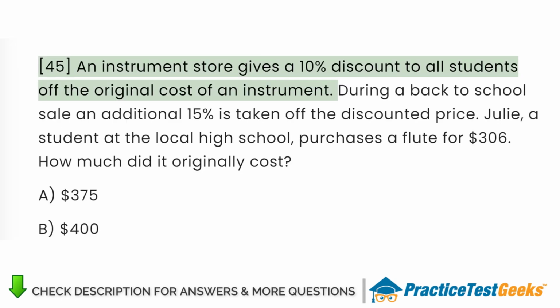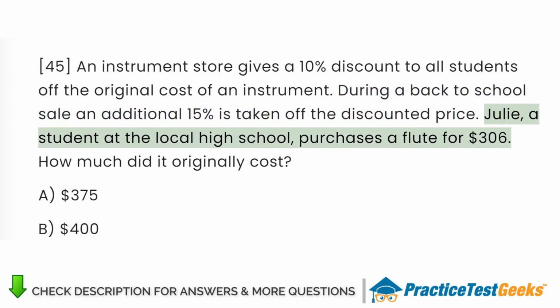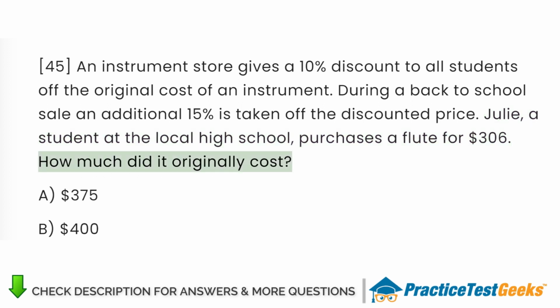An instrument store gives a 10% discount to all students off the original cost of an instrument. During a back-to-school sale, an additional 15% is taken off the discounted price. Julie, a student at the local high school, purchases a flute for $306. How much did it originally cost? A. $375. B. $400.